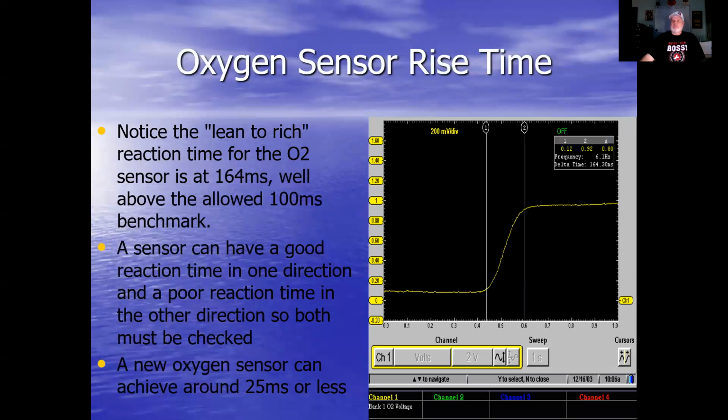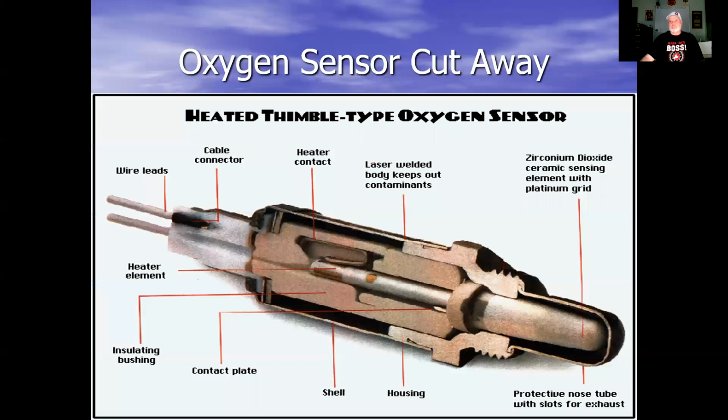On the lab scope, the biggest thing I'm looking for is to see if that O2 sensor is low on the milliseconds on its rise time. That's your benchmark. This one here we can see is at 164 milliseconds, well above 100 milliseconds. If it's above 100 milliseconds, I'm replacing the O2. And I've got proof to show the consumer or service manager or service writer or owner or whoever it may be that this has an issue. A new oxygen sensor is going to be somewhere around 25 milliseconds or less.